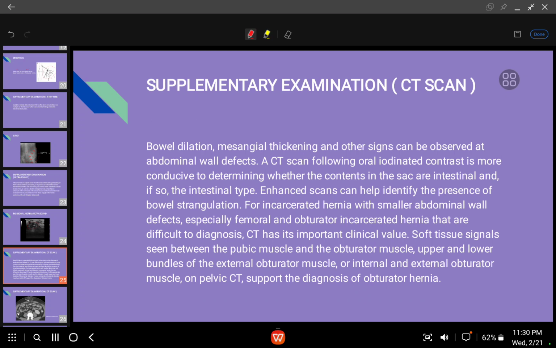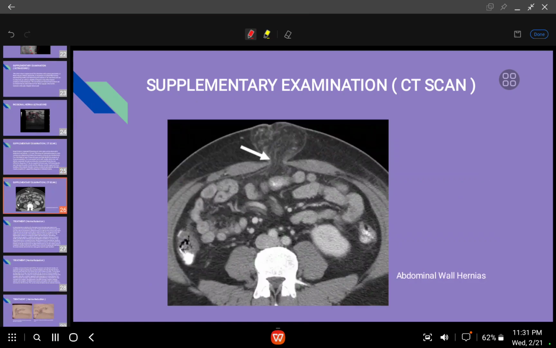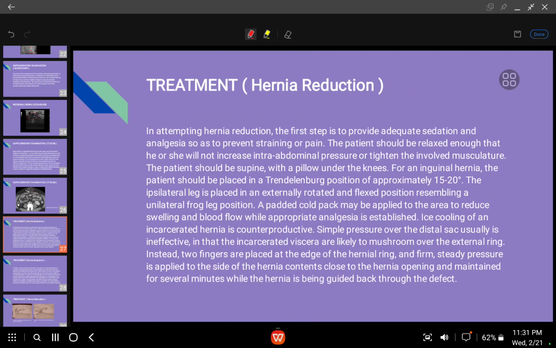And CT has important clinical value. The soft tissue signal seen between the pectineus muscle and the obturator externus muscle, upper and lower bundles of the external obturator muscle or the internal and external obturator muscle on the pelvic CT, supports the diagnosis of obturator hernia. So here you can see the CT scan. So next is the treatment.